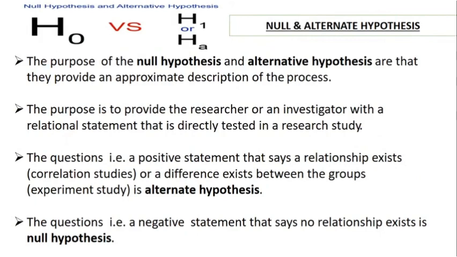Now, as you know, we have null hypothesis and we have alternate hypothesis. Null hypothesis is denoted by H0, alternate by H1 or HA. Null hypothesis gives a negative statement that says there is no relation, whereas the alternate hypothesis talks about a positive statement which says that there exists a relationship. So here also there is a statement given, and based on the statements you have to say what can be accepted, what can be rejected, or you can get it in the form of type 1 or type 2 error. So questions can be based on this hypothesis.